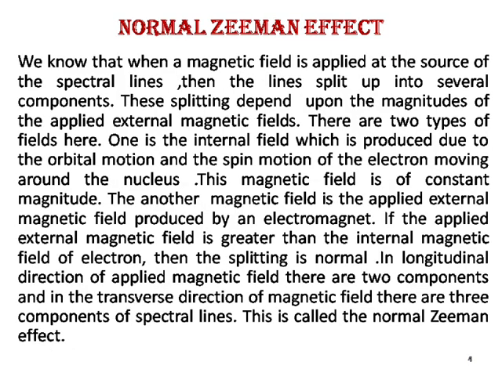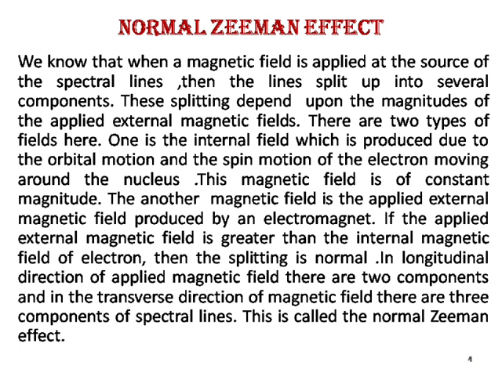Now, normal Zeeman effect. We know that when a magnetic field is applied at the source of the spectral lines, then the line splits up into several components. These splittings depend upon the magnitude of the applied external magnetic field. There are two types of fields here. One is the internal field, which is produced due to the orbital motion and the spin motion of the electron moving around the nucleus. This magnetic field is of constant magnitude. The other magnetic field is the applied external magnetic field produced by an electromagnet.